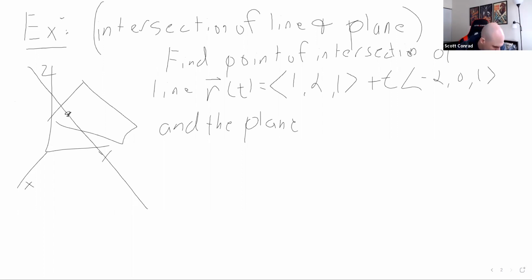And the plane 3x minus 9y plus 2z equals 7.